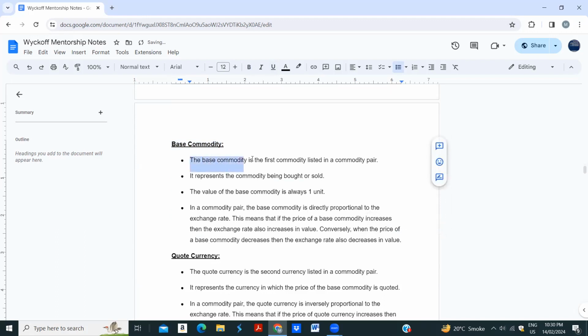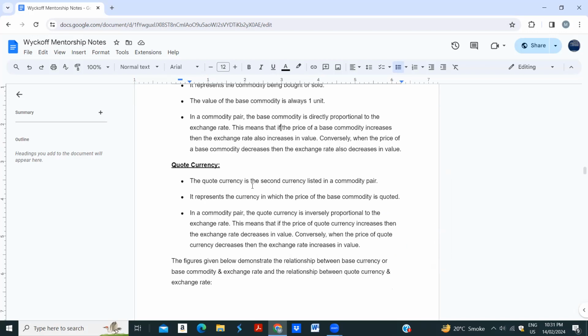The base commodity is the first currency listed in a commodity pair. You already know this. It represents the commodity being bought or sold. The value of the base commodity is always 1. In a commodity pair, the base commodity is directly proportional to the exchange rate. This means that if the price of the base commodity increases, then the exchange rate also increases in value. Conversely, when the price of a base commodity decreases, then the exchange rate also decreases in value. I'm going to explain this graphically in a very simple manner later on in this video.